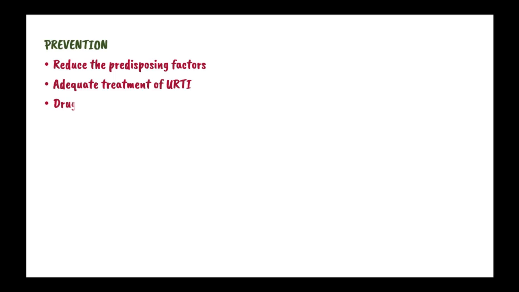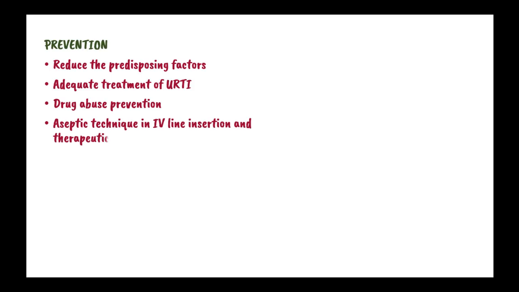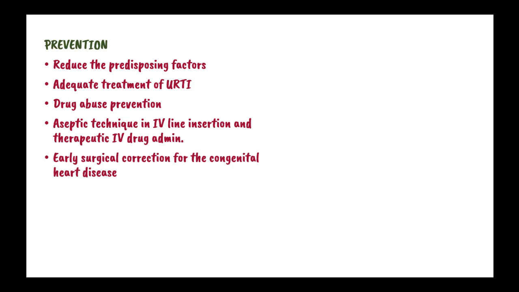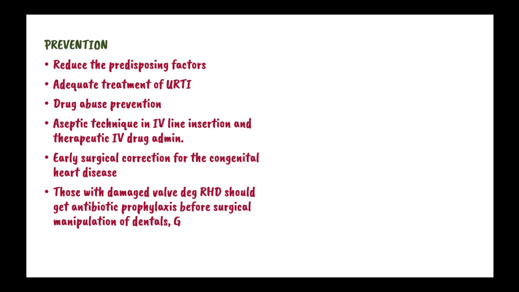To prevent endocarditis, you reduce the predisposing factors, such as adequate treatment of upper respiratory tract infection, drug abuse prevention, aseptic technique in intravenous line insertion and therapeutic intravenous drug administration, and early surgical correction of congenital heart defects. Those with damaged valves should be given antibiotic prophylaxis before surgical manipulation of the dental, gastrointestinal tract, and genitourinary system.